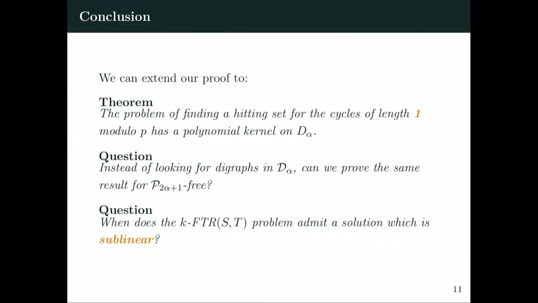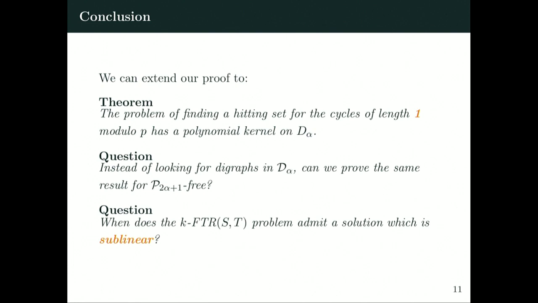Right. So this is the kernel, and let me finish with some conclusions. Actually, we can do something a bit stronger than what I showed you: we can show that the problem of finding a hitting set for the cycles of length 1 mod p admits a polynomial kernel on D alpha. And here the 1 is very important. It doesn't work for any other value here. So this is quite strange.